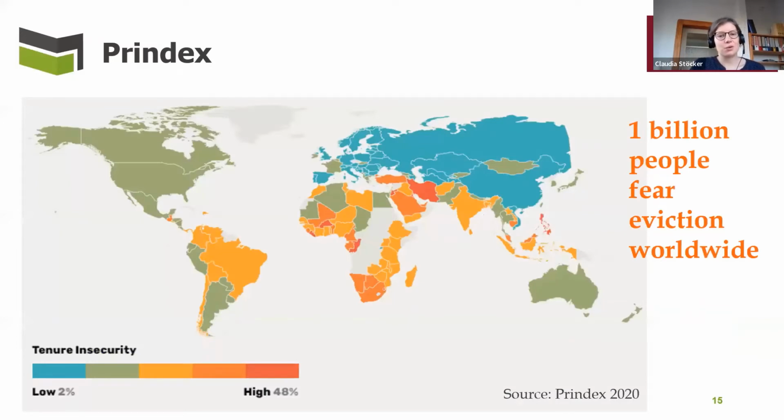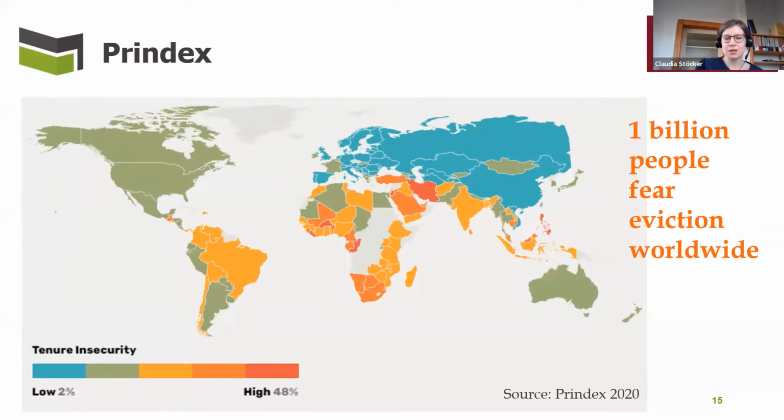And when we look into their annual report, which is also publicly available, we come to the conclusion that 1 billion people fear eviction worldwide. So this is 1 out of 5 or 1 out of 6 people, which is quite a number. And this is a number that is proven by empirical data. So it's really a proper scientific statistic behind this estimate.